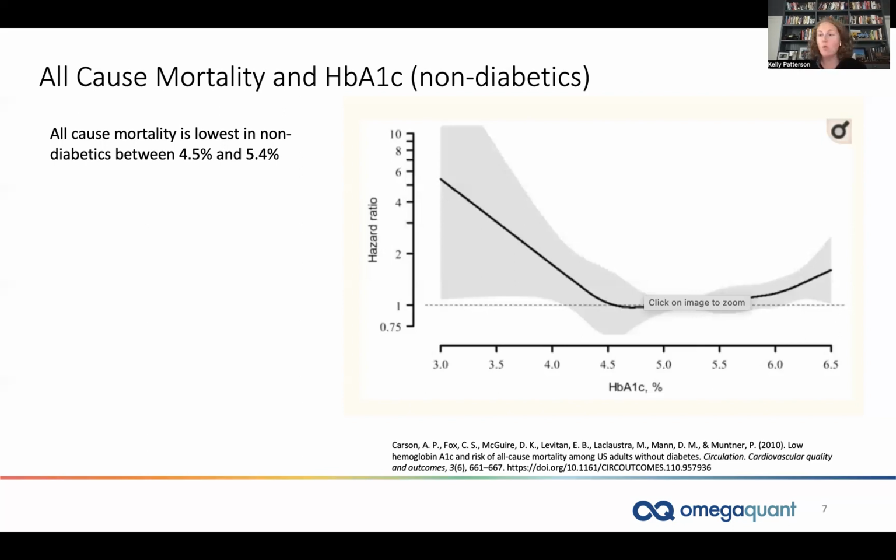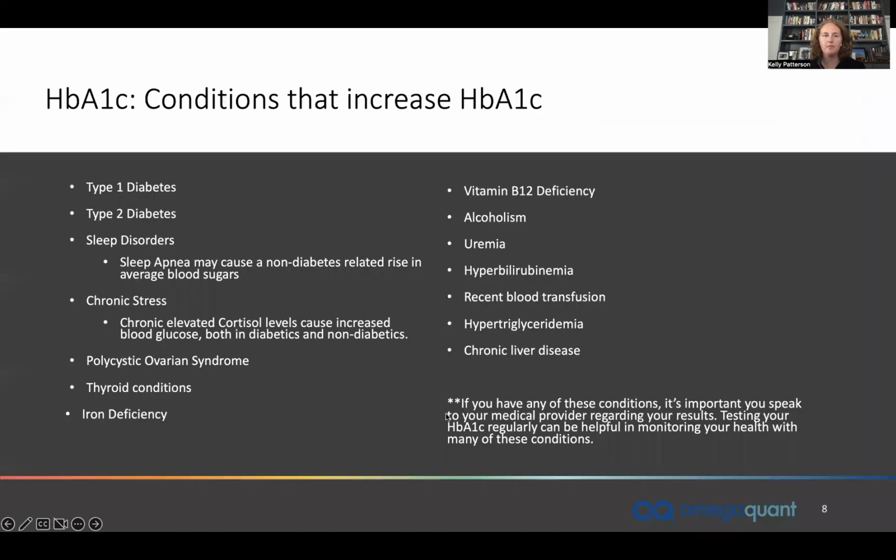But we don't want blood sugar to be too low. Hypoglycemia can be a problem. So we ideally want blood sugar, that hemoglobin A1c number, to be between 4.5% and 5.4%. Okay. So for most of us, we're concerned about a high A1c. That's more likely what we're going to see.